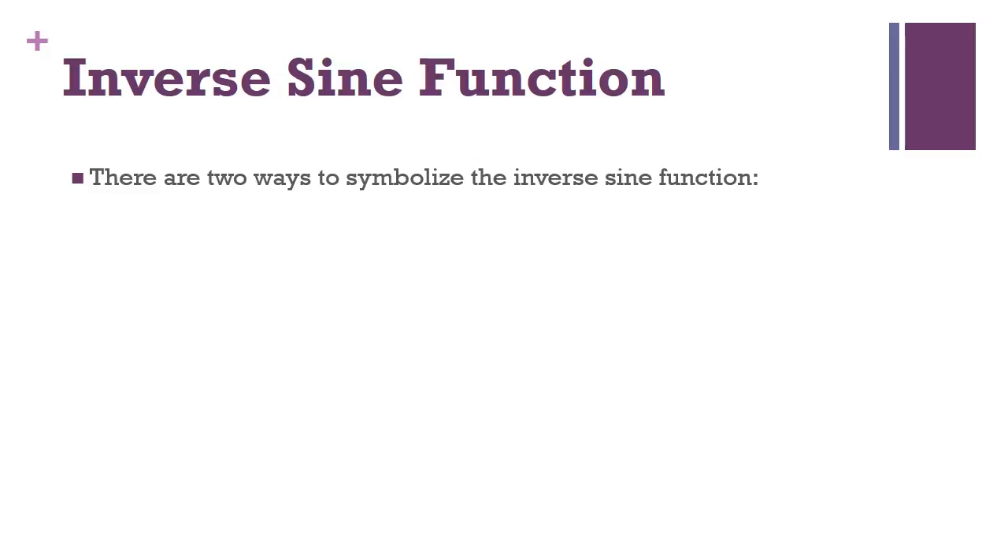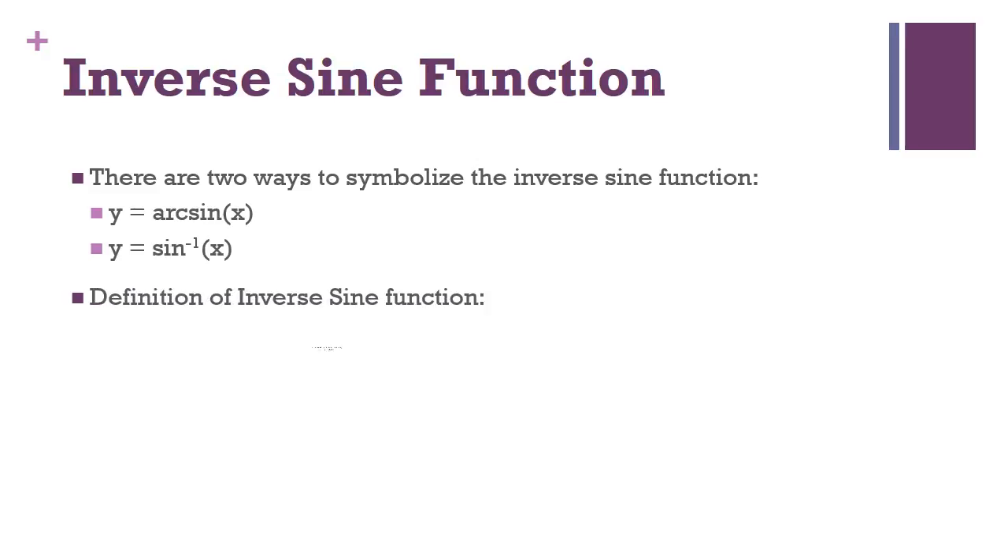There are two ways to symbolize the inverse sine function, really all the inverses. You can use the word arc, y equals arc sine of x, or you put a little -1. It kind of looks like a power, but it's not. It does not mean reciprocal. In order to mean reciprocal, you'd have to put parentheses around the whole sine of x and then put the -1. Written like this, it means the inverse of the sine.